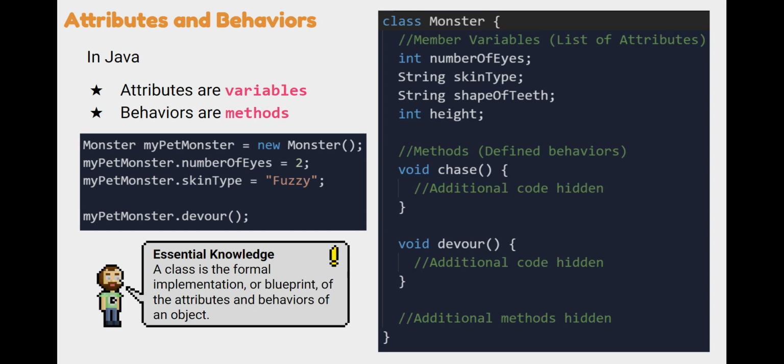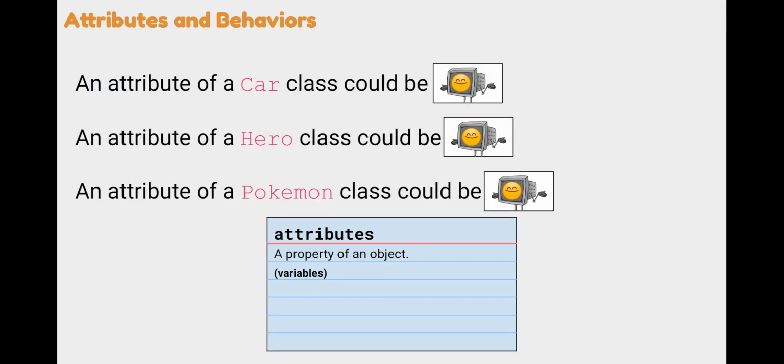A class is the formal implementation or blueprint of the attributes and behaviors of an object. So starting with attributes, an attribute of a car class could be speed. Every car has its own individual speed. Not every car has to travel at the same speed all the time. Every car item that we make from the car class will have its own speed.